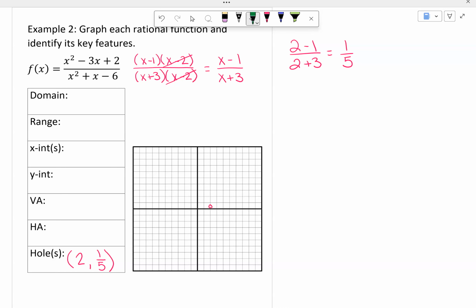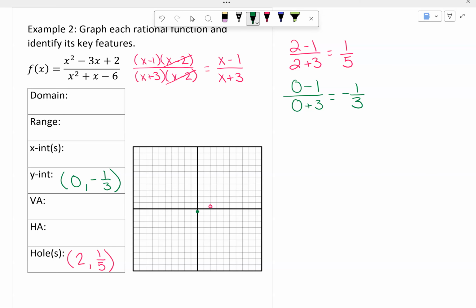Okay. The next thing, let's do our x and y intercept. So if I want the y intercept, I just got to plug in 0. So 0 minus 1 over 0 plus 3. So negative 1/3. So my y intercept is (0, negative 1/3). So I'm going to have a y-intercept about right there.